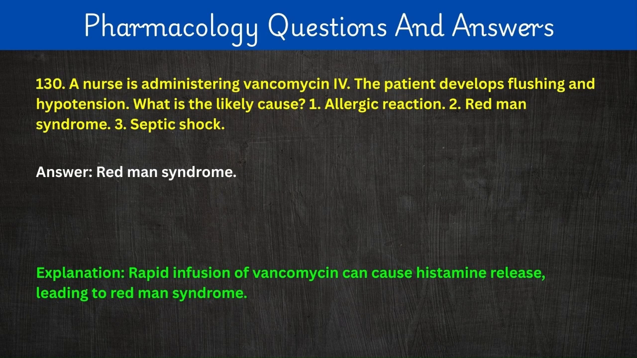130. A nurse is administering vancomycin. The patient develops flushing and hypotension. What is the likely cause? 1. Allergic reaction. 2. Red man syndrome. 3. Septic shock. Answer: red man syndrome. Explanation: rapid infusion of vancomycin can cause histamine release, leading to red man syndrome.